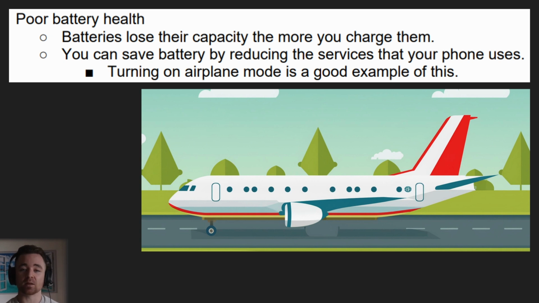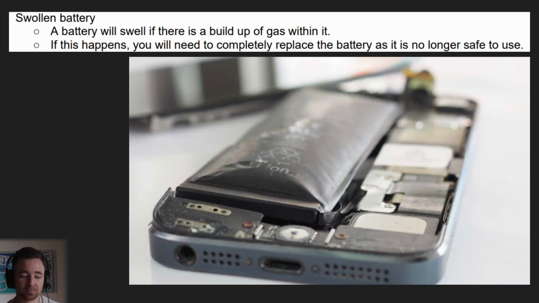The less your phone is doing, the better. Airplane mode gets rid of a lot of battery intensive operations. So that's something that you can do to save battery. Although, of course, the con of that is now no one can contact you. So you've got to weigh that up.